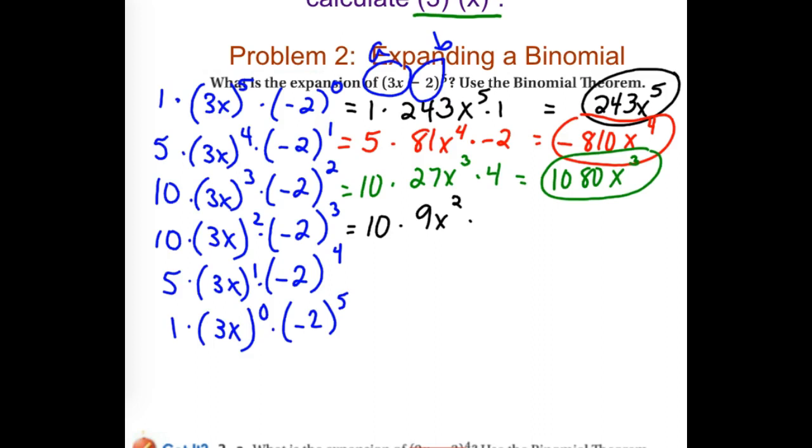Negative 2 times negative 2 times negative 2. Negative 8. All right, multiplying. 9 times 8 is 72. 72 times 10 is 720. And it's negative. So negative 720x squared is my second term.